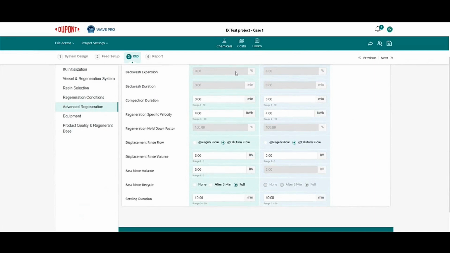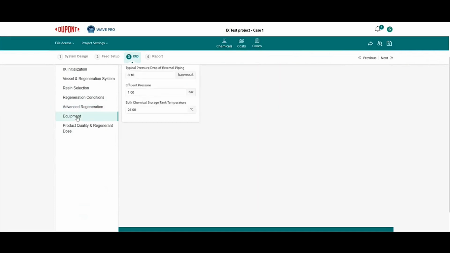an up-core system, what your compaction duration is for up-core, what your specific velocity for the regeneration is going to be, your rinse volumes. You're going to do a recycle on your fast rinse, and do you have any settling time between when you change the flow direction? Normally, you would just take the defaults on this page.